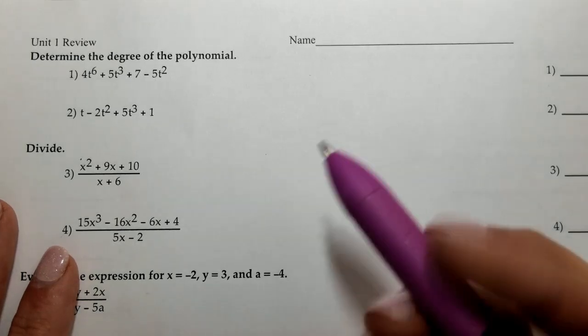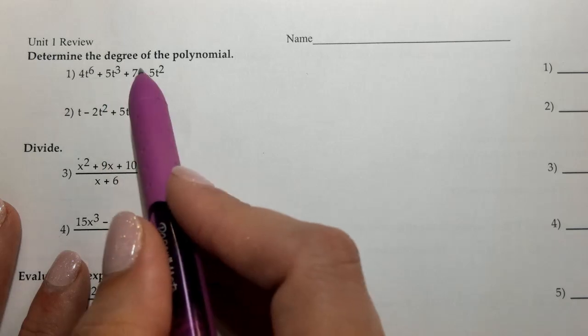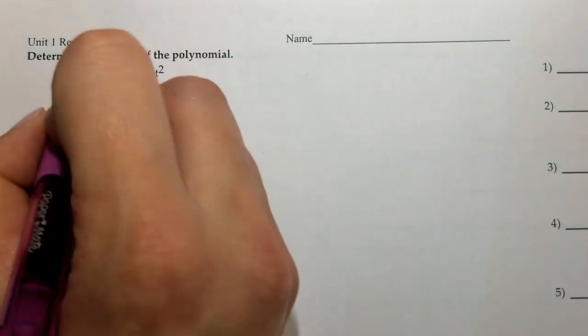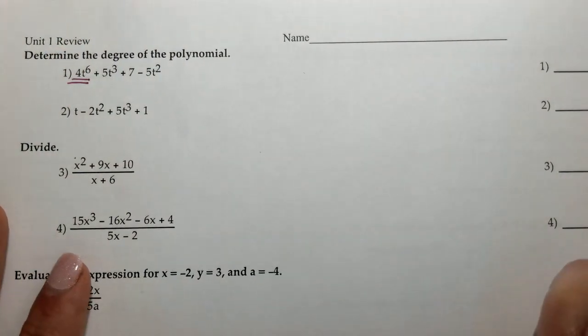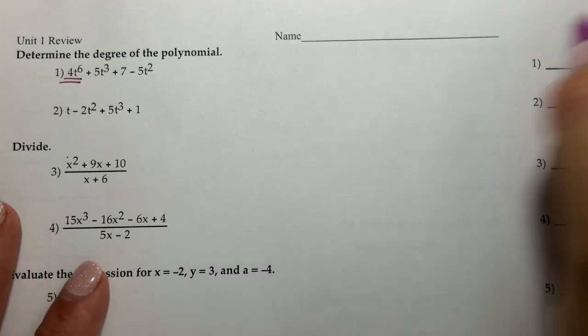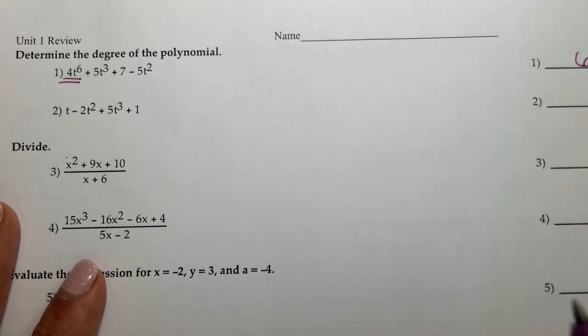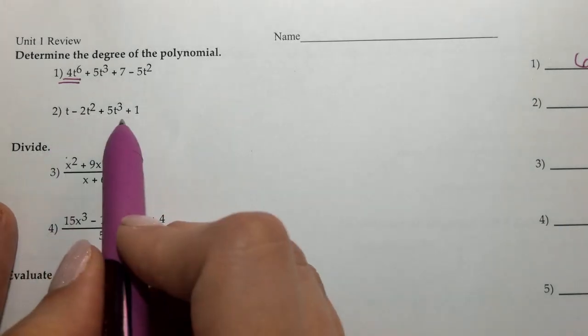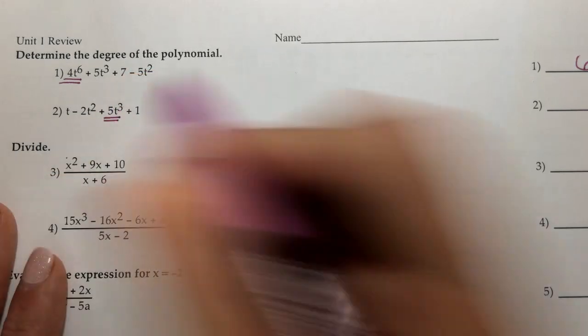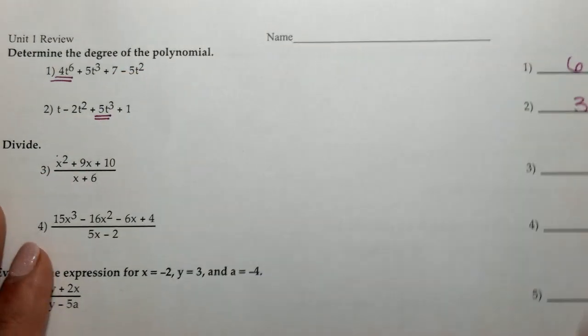All right, so for the review for your test 1, the first part talks about the degree. Now to find the degree, you just look for the term with the largest exponent, which right here is an exponent of 6. So number 2, you look for the term with the largest exponent, which is right here and has an exponent of 3.